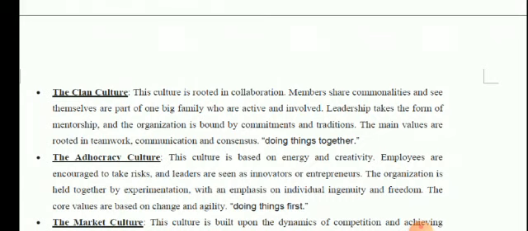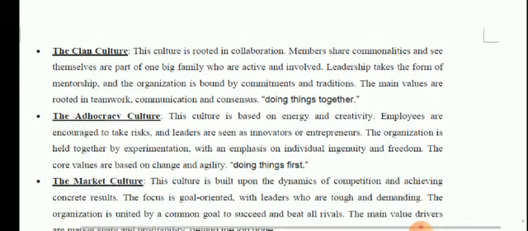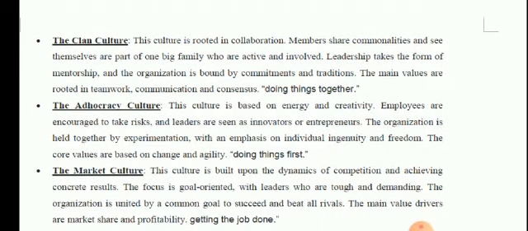Leaders are seen as innovators or entrepreneurs. The organization is held together by experimentation, with an emphasis on individual ingenuity and freedom. The organization gives its employees a free hand to create new ideas. The core values are based on change and agility, doing things first. Each employee should be agile. Compared to other competitors, our organization should do things first and create an idea first.